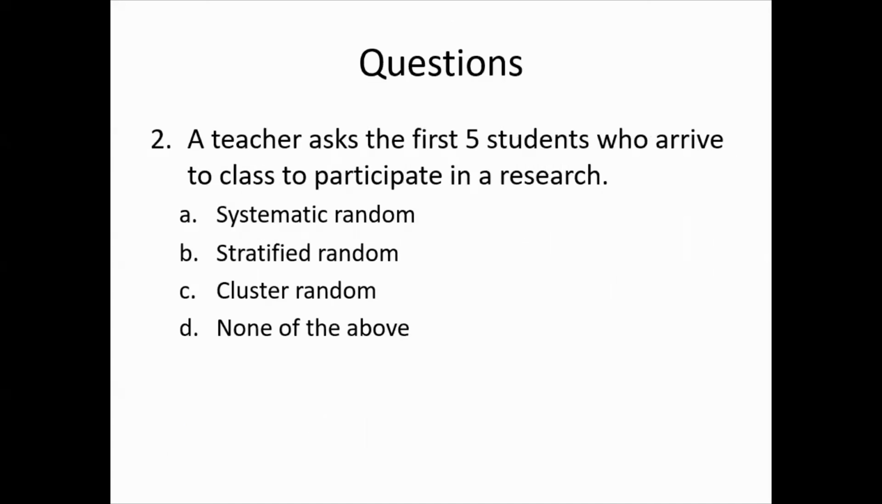Next, this one now. Question number 5: a teacher asks the first 5 students who arrive to class to participate in a research. Which one is it? Is it A, systematic? Is it B, stratified? Is it C, cluster? Or D, none of the above? All right, let's see the other answers.